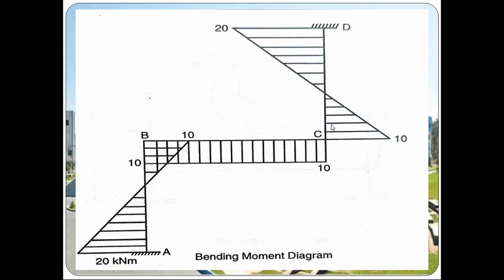So MCD is left to right: negative value above the baseline, positive value below the baseline. We are getting a positive value, MCD plus 10 kilonewton meter, so below the baseline. We mark a point at 10 kilonewton meter. Then MDC is right to left, so positive value is above the baseline, negative value below the baseline. We are getting a positive value, MDC plus 20, so above the baseline, and we connect these two points. So that's it. This is the bending moment diagram.